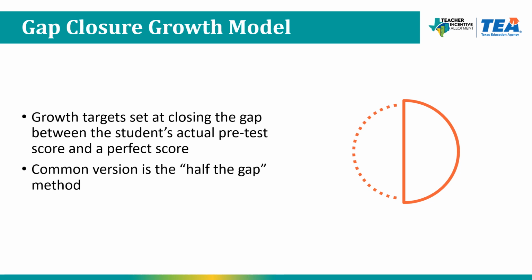the gap between that and a perfect score would be an additional 50 points. That 50 points would then be divided by 2 to set the growth target at a 25-point gain, or a 75% on the post-test. This is commonly referred to as the half the gap method, but you could do this with any number. You could divide by 1/3 or 1/4. It would be a local decision.